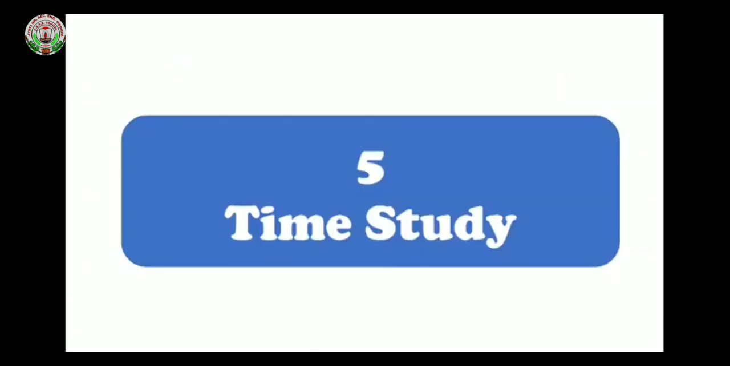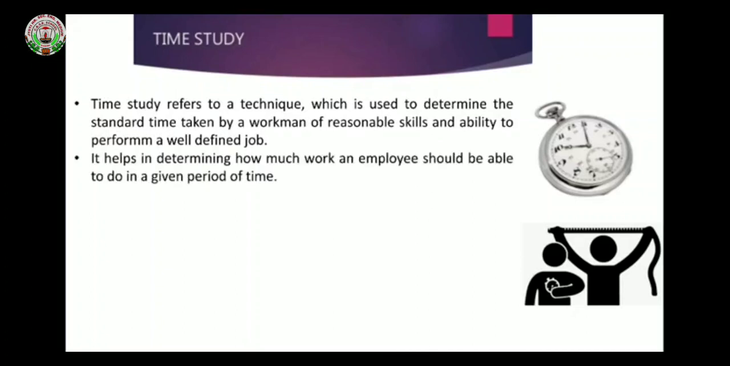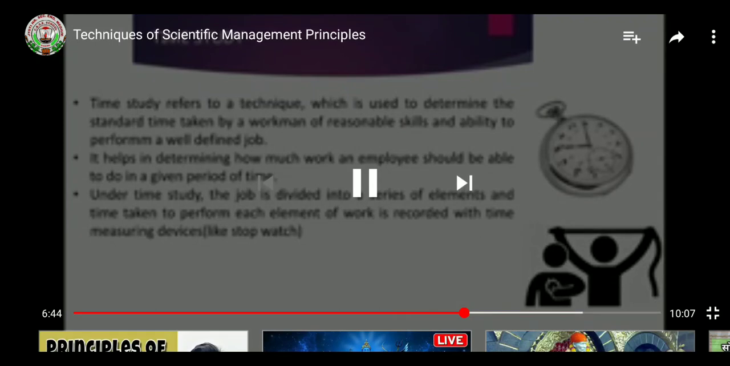The next technique of Taylor is time study. Time study refers to a technique which is used to determine the standard time taken by a workman of reasonable skill and ability to perform a well-defined job. It helps in determining how much work an employee should be able to do in a given period of time. Under time study, the job is divided into a series of elements and the time taken to perform each element of work is recorded with time measuring devices like a stopwatch.